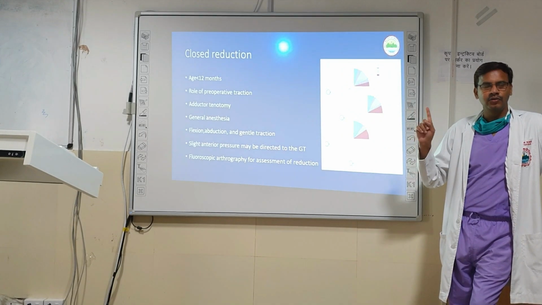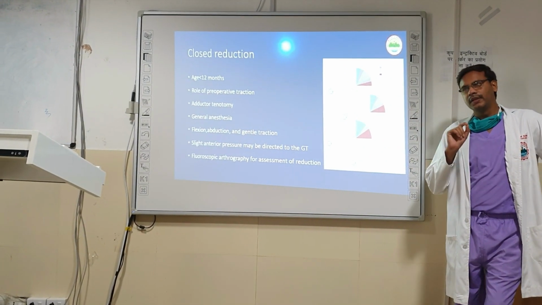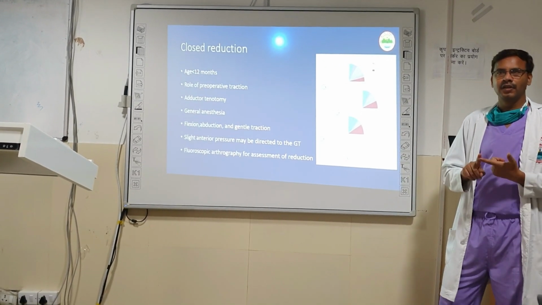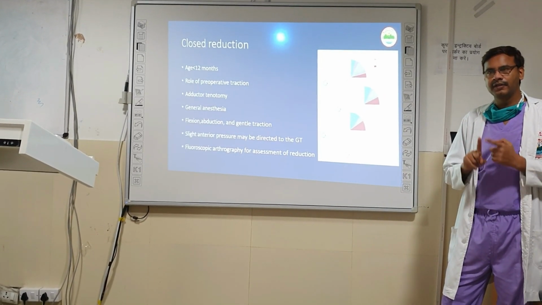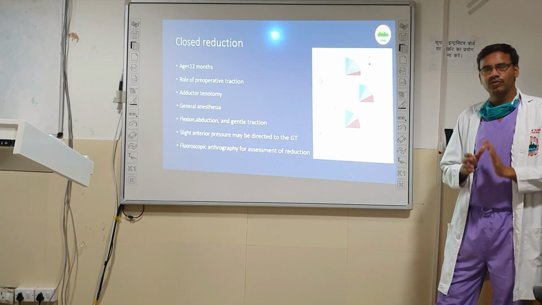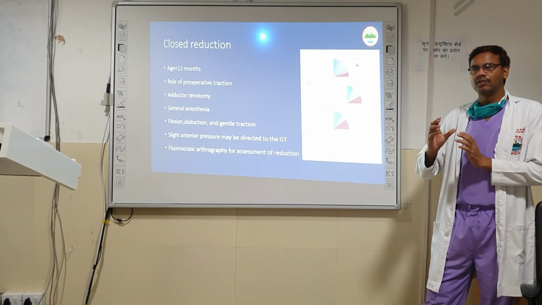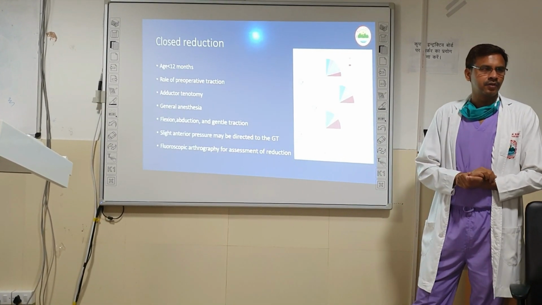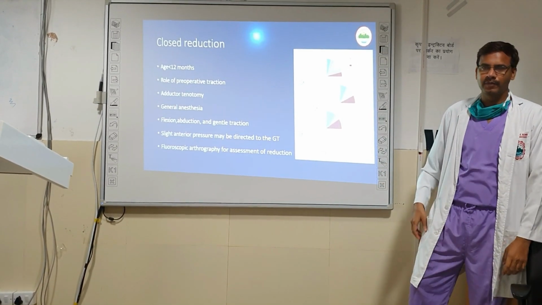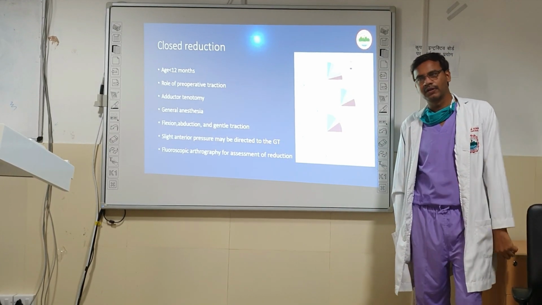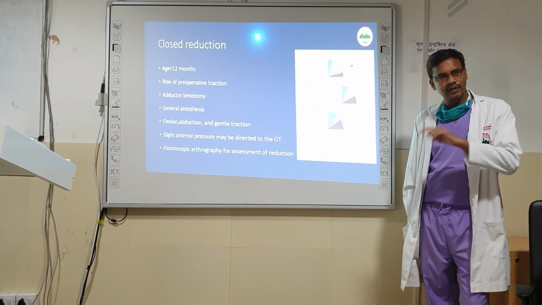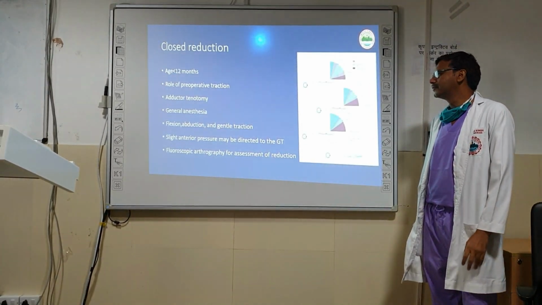Adductor tenotomy, mind you, is very important. Even if you are able to achieve reduction without adductor tenotomy, adductor tenotomy increases your safe range. That means you require lesser abduction to keep the hip located inside the acetabulum. So whenever you are doing closed reduction, which all of you can do in your private practice, even if you are not a pediatric surgeon, you should always do adductor tenotomy first and then attempt closed reduction of the femoral head.